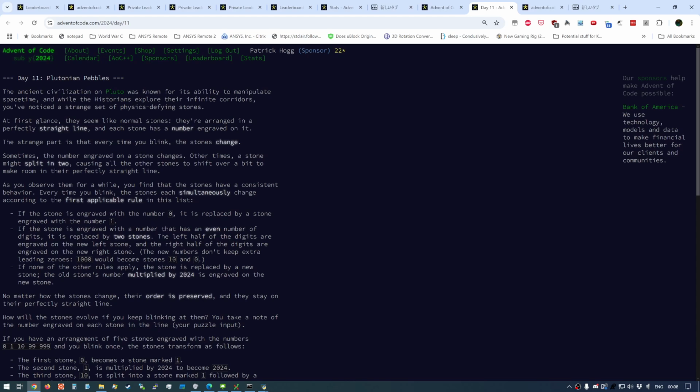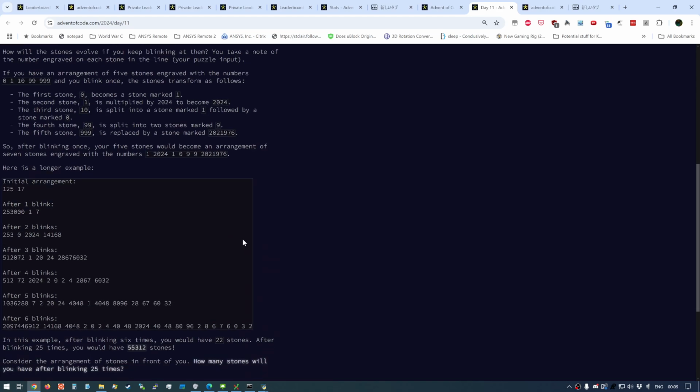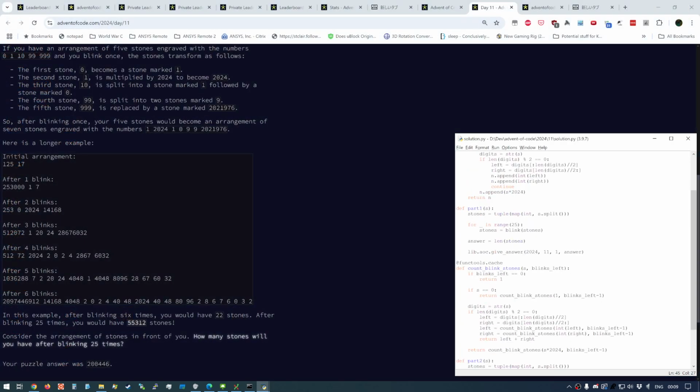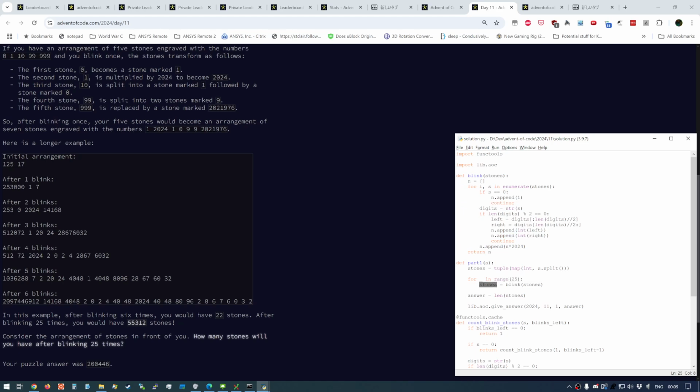So yeah, we've got these simple rules where 0 becomes 1. If the length of the stone number is even, then we split it in two. And if neither of those apply, we just take the number and multiply by 2024. Pretty easy, and for part one, we can brute force this very easily. And that's what I did. I mean, we go over to the solution and just have this function that does the blinking, and I call it 25 times. I get the massive list of stones, get the length of that, and that's my answer.